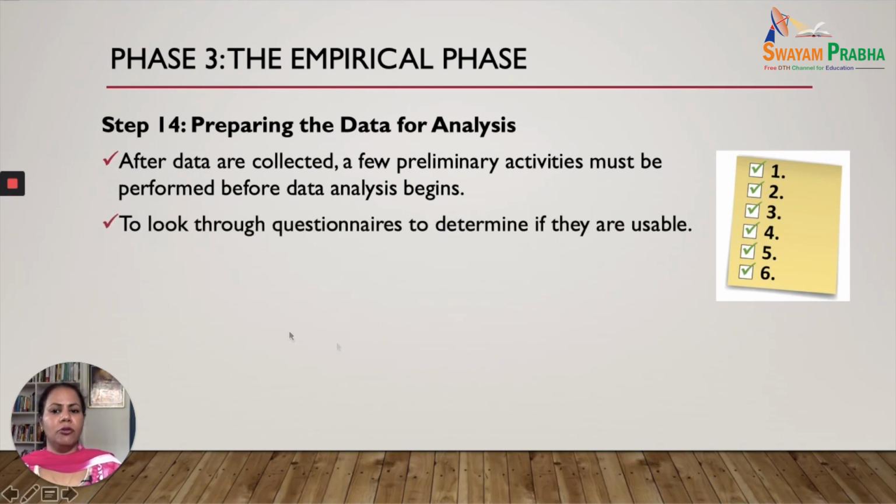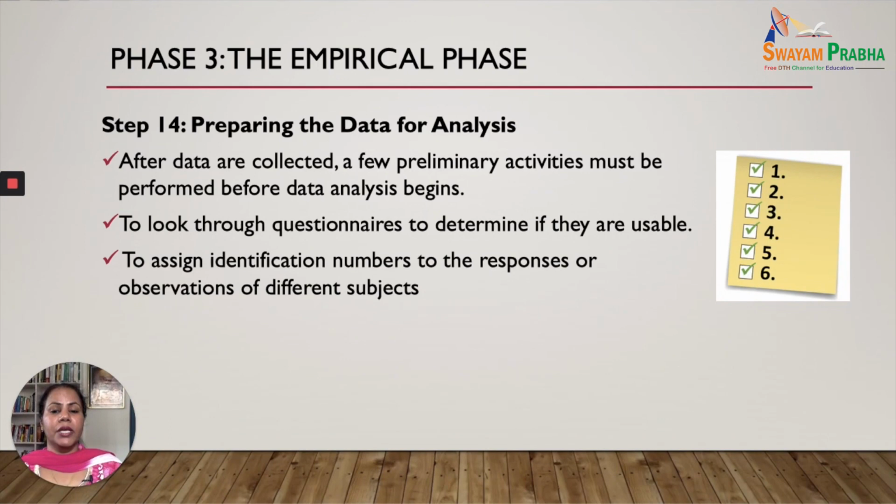So you have to look through all the questionnaires to determine if they are usable, because many times it happens that the subjects give you the questionnaire back after filling, but when you see, there is so much missing information. It means they might not have filled the whole questionnaire. Maybe out of 50 questions, they may not have given the information for 10 or 15 questions. So those questionnaires may not be useful for you, right? So it is very important that you look through all the questionnaires.